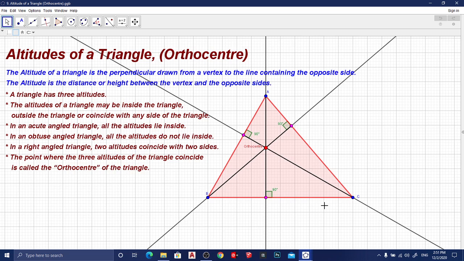Up to now we learned the medians of a triangle. Now these are the altitudes of a triangle. Altitudes means heights of a triangle. Heights. You know what is the height of a triangle?